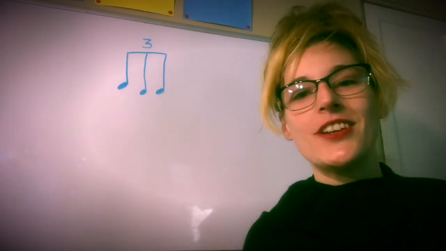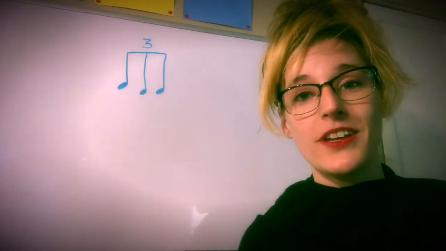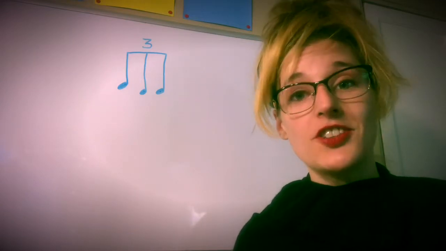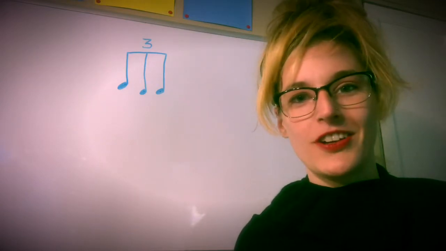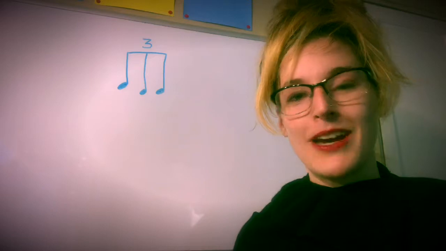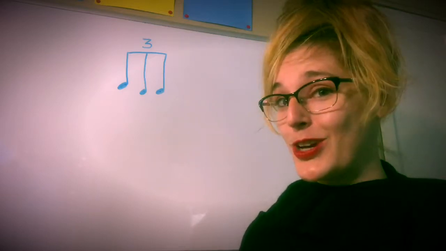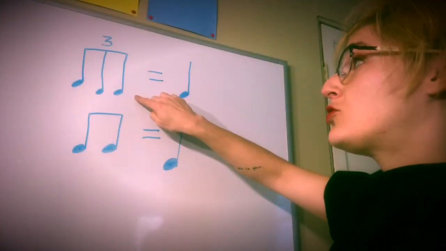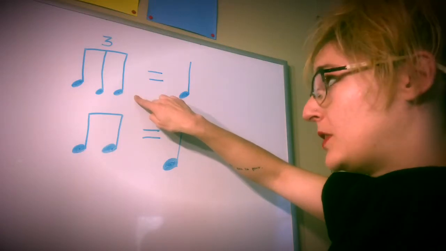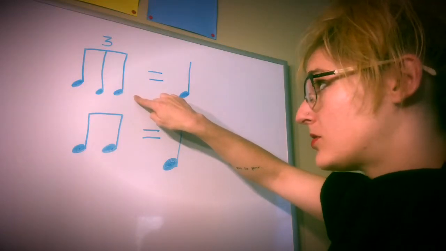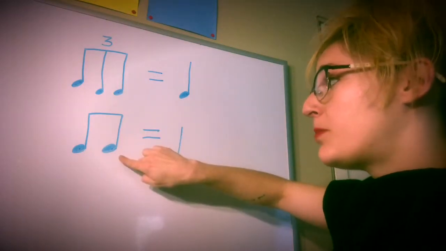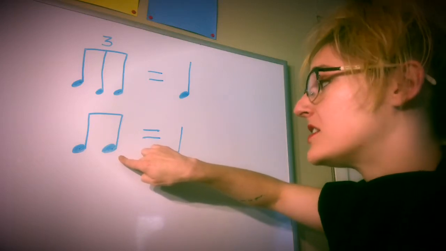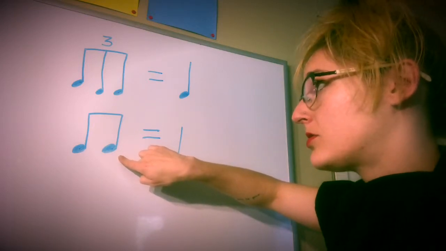But as aforementioned, there are other kinds of triplets. Let's look at the logic of how triplets work so that we know how to count them when we come across them in our music, shall we? This 8th note triplet is called an 8th note triplet because it's written using 8th notes. This 8th note pair is called an 8th note pair because it is written using 8th notes.